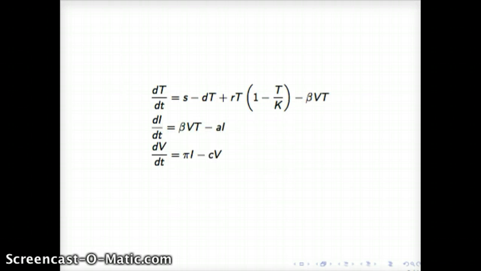These are the original equations describing an infection due to virus. As you may remember, there are three populations here: the uninfected target cells, the infected target cells, and the population of virus.